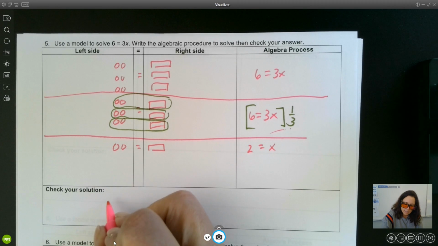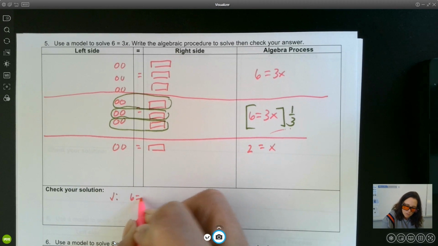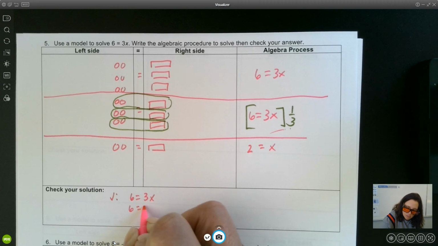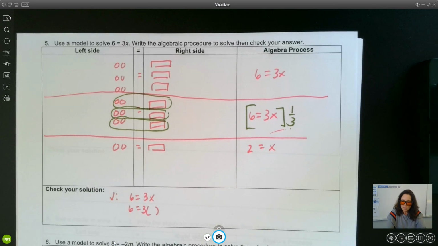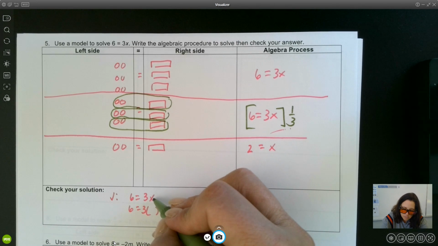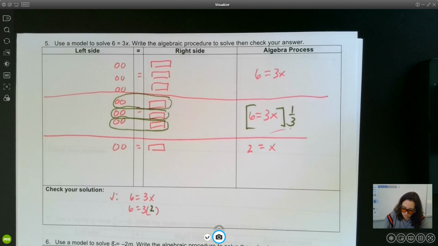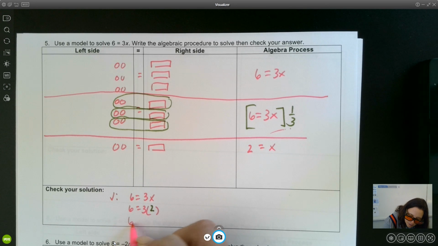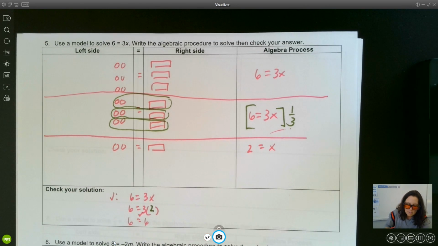So let's go ahead and do a check. 6 equal 3x, 6 equal 3 parentheses, 2. I found 2 is my answer for x, so instead of x, I'm putting in a 2. Let's see if this makes sense. This side is 6. This side is 6. Does 6 equal 6? Yes, it does.